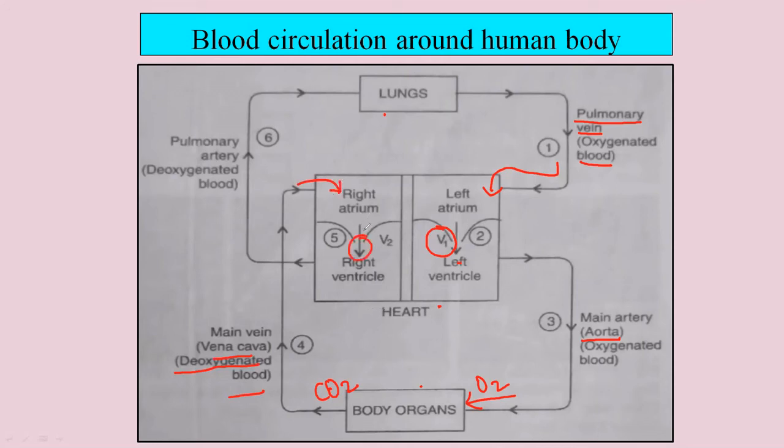Deoxygenated blood comes from the right atrium to the right ventricle. From the right ventricle, this deoxygenated blood is carried by the pulmonary artery, and then this pulmonary artery brings the deoxygenated blood into the lungs. So inside the lungs, exchange of carbon dioxide and oxygen takes place. So again, oxygen is carried by the pulmonary vein.